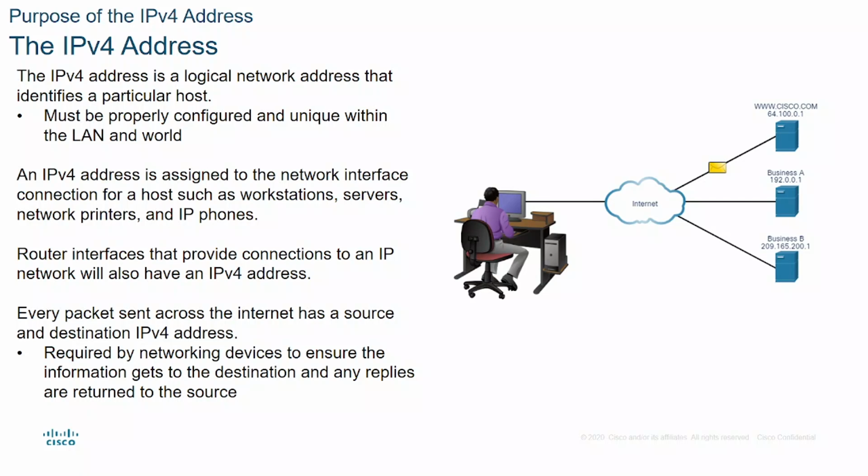Every packet that is sent across the internet has a source and destination IPv4 address. So you want to send a message from your system to my system. Your system is going to be the source IP address, and you're sending to my IP address, which is going to serve as the destination IP address. This is required by networking devices to ensure the information gets to the destination and replies are returned to the source. That's just what the IPv4 address does.